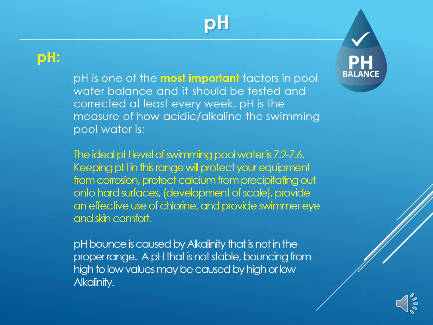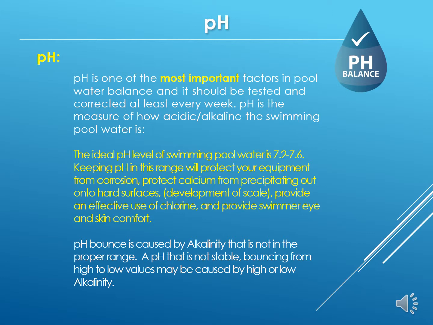pH is one of the most important factors in pool water balance. It should be tested daily on new, freshly plastered pools, moving to every other day, and then eventually at least once per week for the remainder of the life of the pool. It's a measure of how acidic or alkaline the swimming pool water is. The ideal pH level of swimming pool water is 7.2 to 7.6.